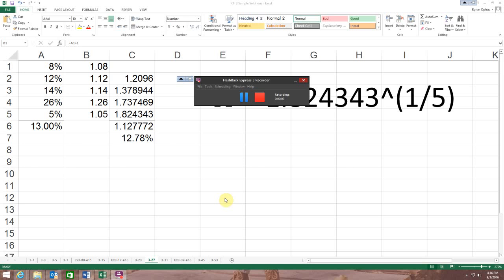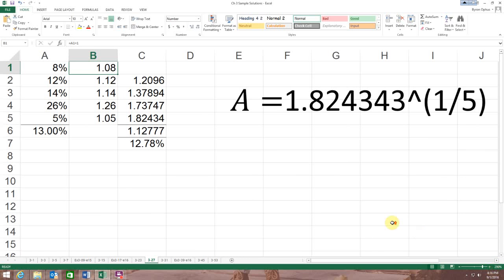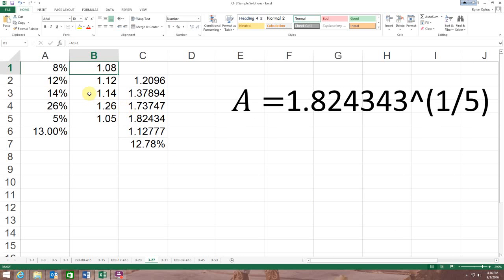Now we get to the gnarly part. Exercise 328. And I did 327, which is just like 328. So we talk about geometric means, and it's pretty good explanations.